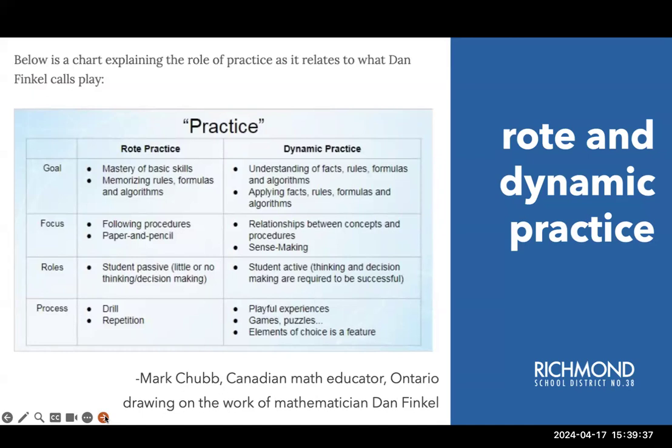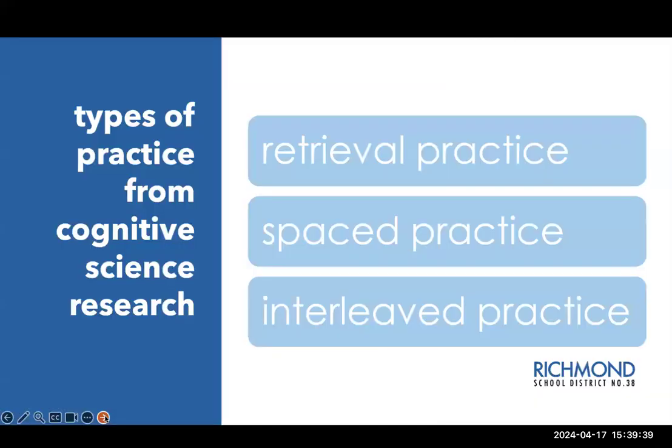questions they do, etc. So from cognitive science research, we also have these three terms that you might hear. And again, specific to mathematics: retrieval practice, spaced practice, and interleaved practice. And I'm just going to do a really quick flyover of those. Again, if you're curious about them, there's lots of information online or books, maybe in your school's professional library, that looks at that cognitive science around practice and learning.